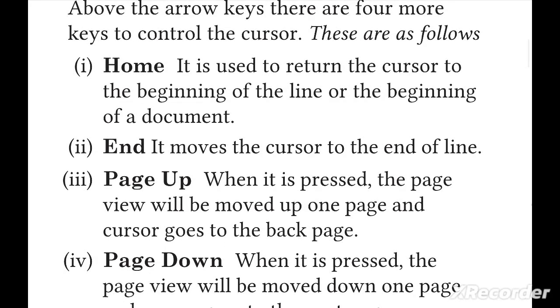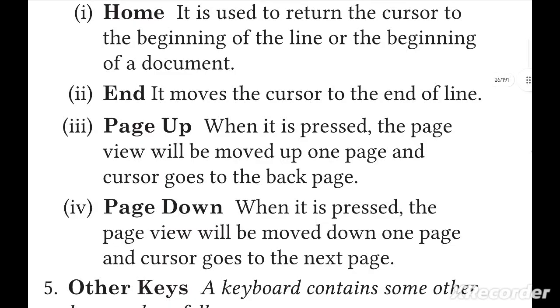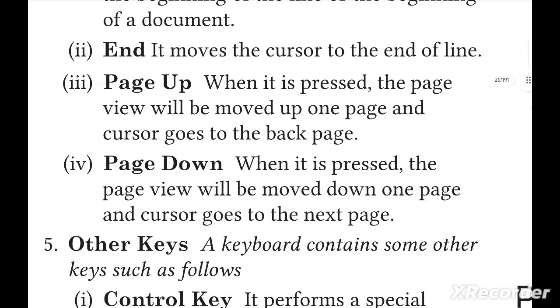Second, End. It moves the cursor to the end of the line. Third, Page Up. When it is pressed, the page view will be moved up one page and the cursor goes to the previous page. Fourth, Page Down. When it is pressed, the page view will be moved down one page and the cursor goes to the next page.